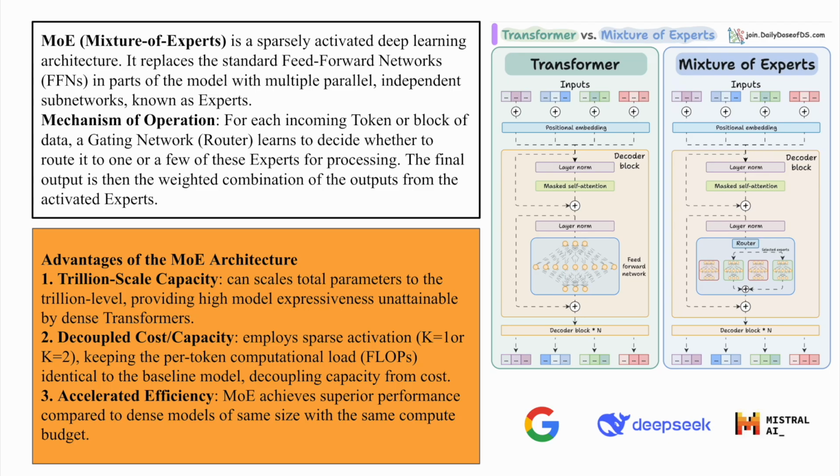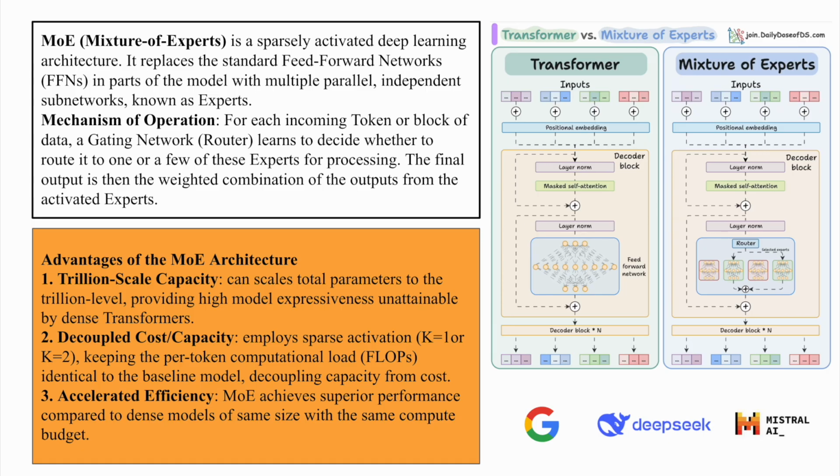As you can see in the diagram, instead of passing through a single feed-forward network like a standard transformer, the MoE block uses a router to selectively send each incoming token to only a few of the experts for processing. The final result is a weighted combination of their outputs.